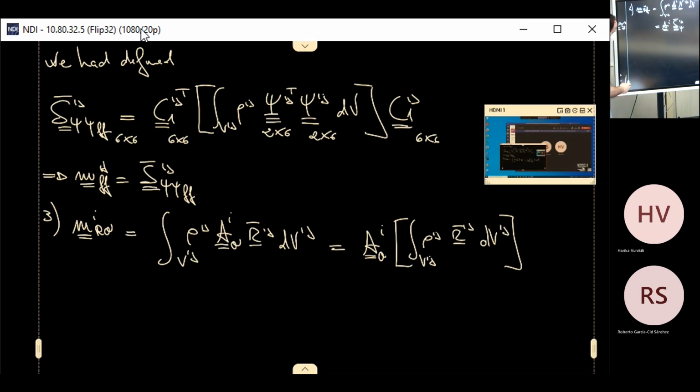If you go and check again, previously we had a dependence on the rotation and on time, so on the deformation in particular. Here we only have a dependence on the rotation, for this particular submatrix.